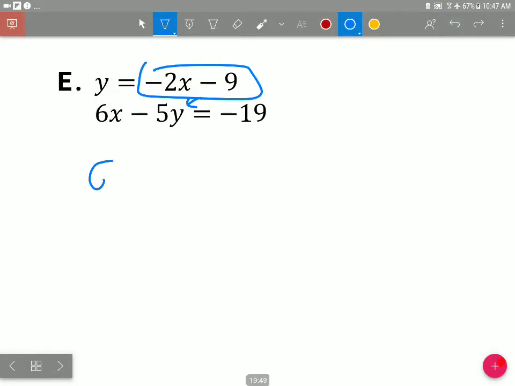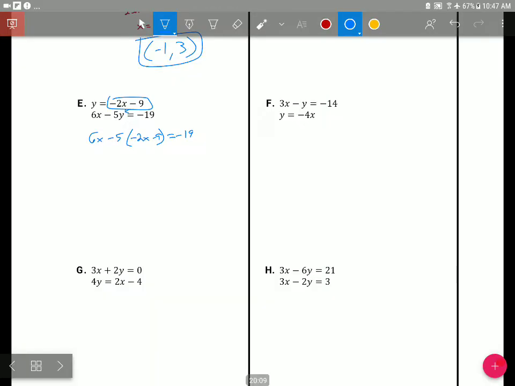We got 6x minus 5, negative 2x minus 9 equals negative 19. And you can solve from there. Okay? Yeah, if you don't have to solve for one, don't do it. It's already been done for you. Okay? But any questions on that? That's easy. You just need to see it. All right, the last one.